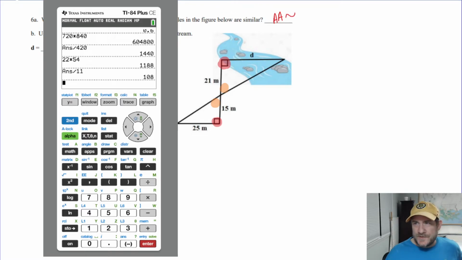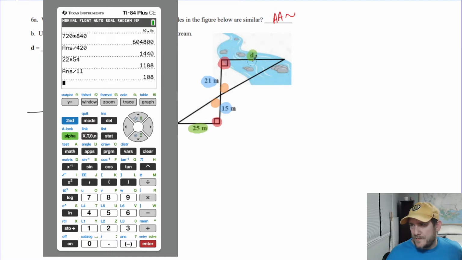And now it says use that similarity to find the distance d across the stream. Okay, fine. So we know that the 25 is what corresponds with d. We know that the 21 corresponds to the 15. So we just write a proportion.